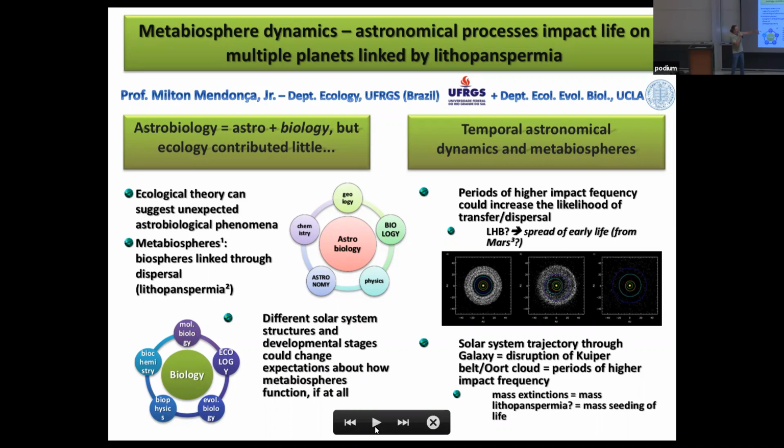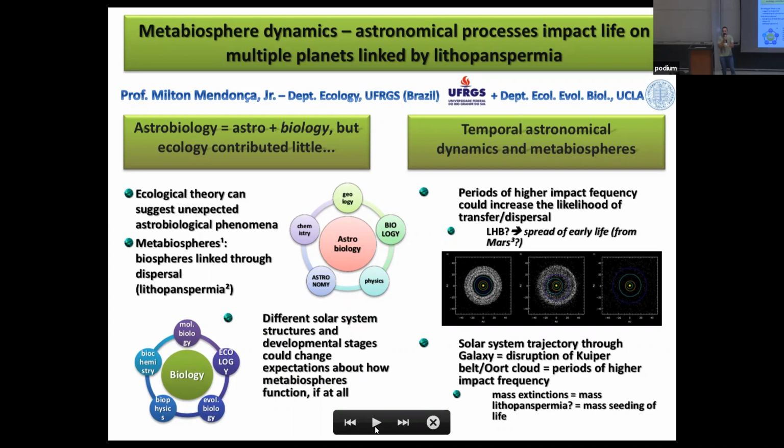One of the first questions would be, perhaps during the late heavy bombardment, we would have more chances of this occurring. There's been a suggestion of life coming from Mars to the Earth, actually not the other way around. Perhaps these periods of high impact frequency, like you find in mass extinctions on Earth, could be the other way around, could be mass seeding of life to other planets too.